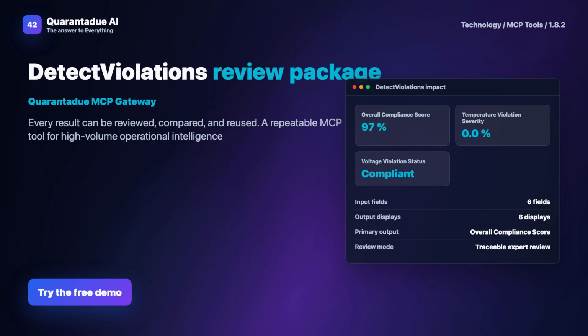The value of detect violations is not just automation. It is a controlled way to turn repeated technology work into a documented business process with clear inputs, transparent logic, and reusable outputs.